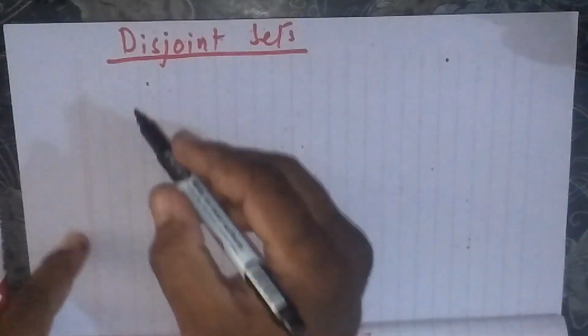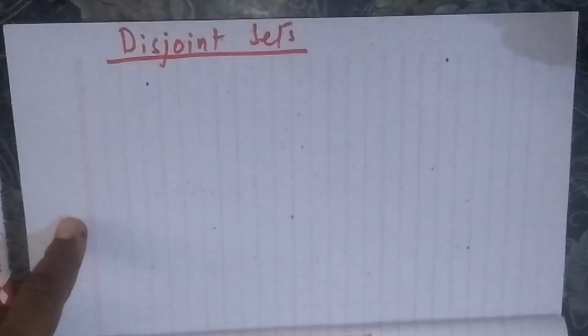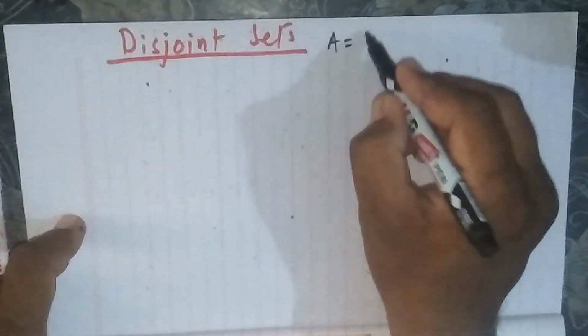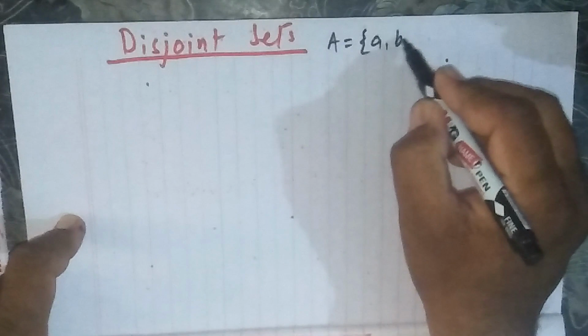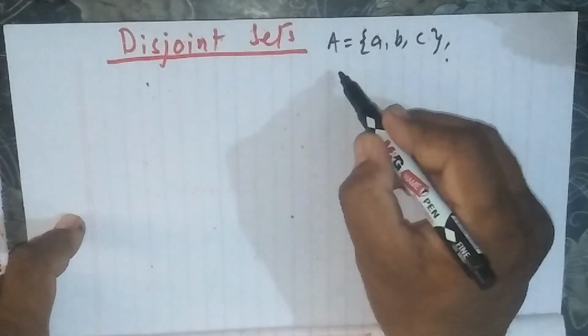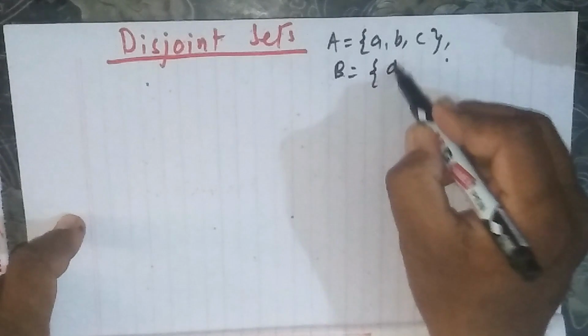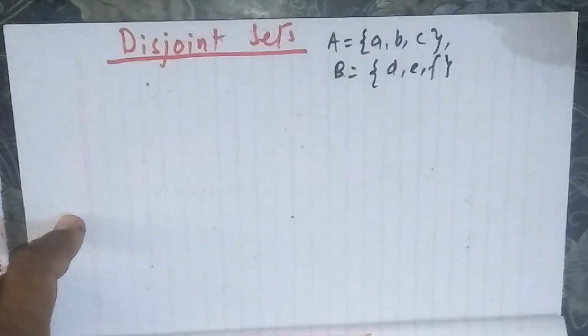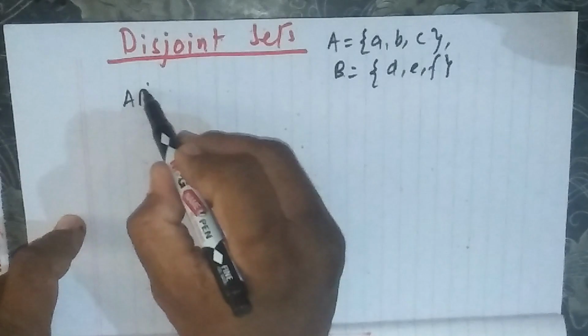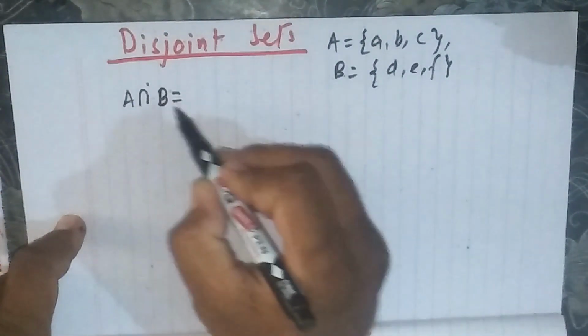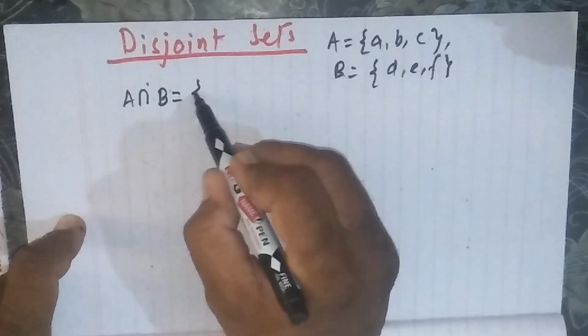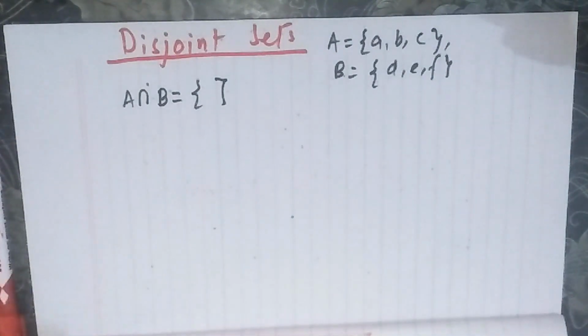For example, if we have two sets A and B, and set A is A, B, C, and set B is equal to D, E, F. So we can see that if we take the intersection of these two sets, we'll get an empty set. So those sets which have nothing in common are known as disjoint sets. So any sets which have nothing in common will be disjoint sets.